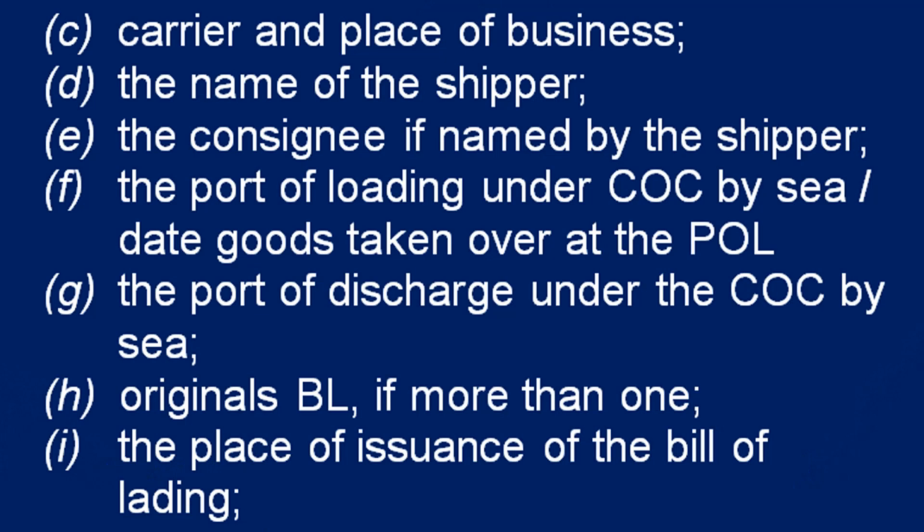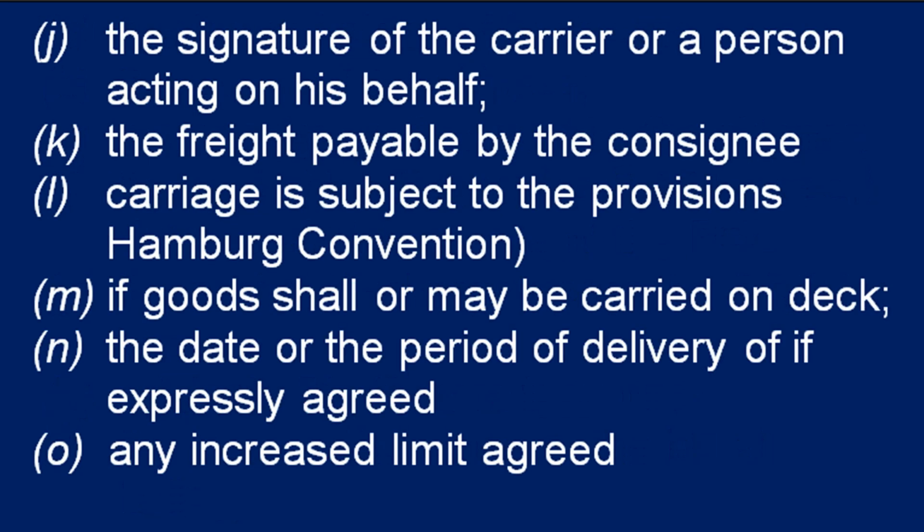15(c) is the carrier and place of business. (d) is the name of the shipper. 15(e), the consignee if named by the shipper. 15(f), the port of loading under the contract of carriage by sea, and the date the goods were taken over at the port of loading. 15(g), the port of discharge under the contract of carriage by sea. 15(h) is the number of original bills of lading, if more than one. 15(i) is the place of issuance of the bills of lading. 15(j), the signature of the carrier or a person acting on his behalf. 15(k) is the freight payable by the consignee.